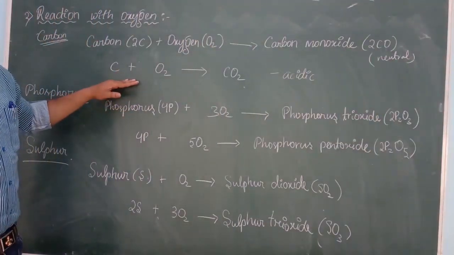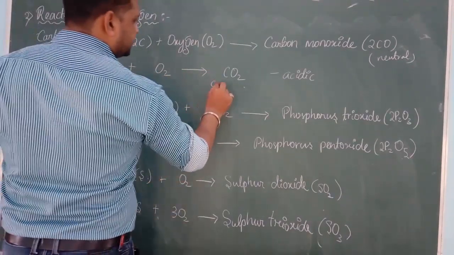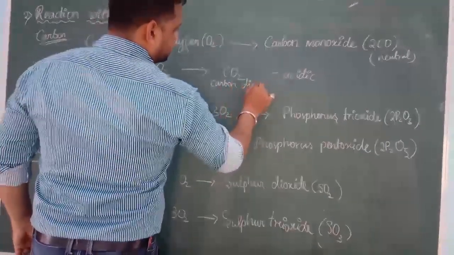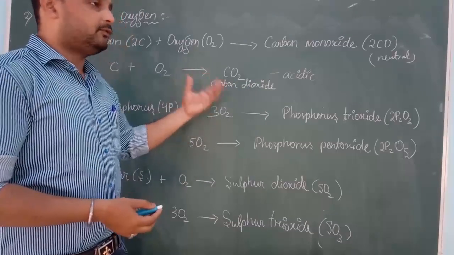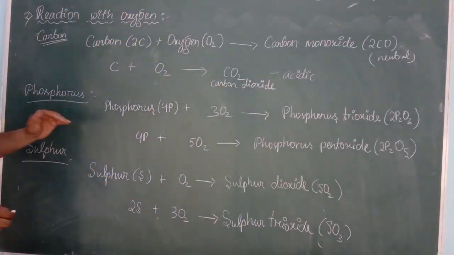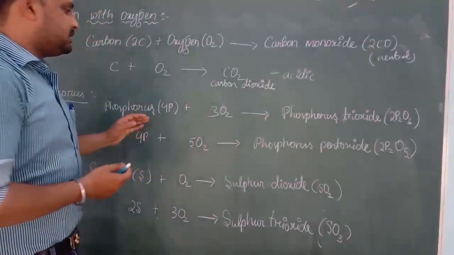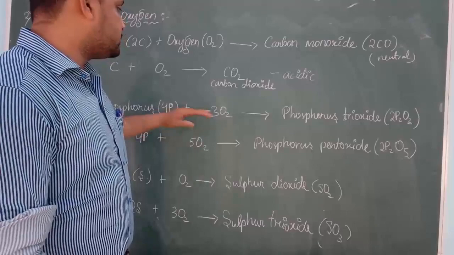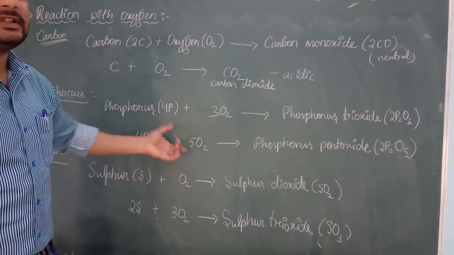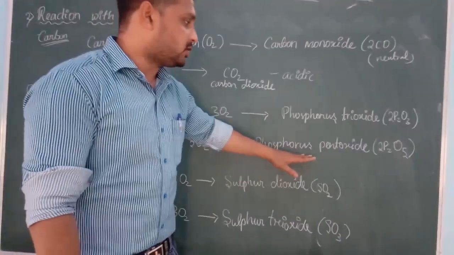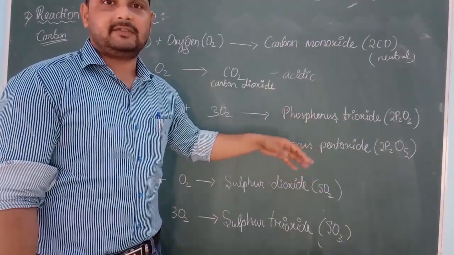And if excess oxygen is present, then 1 molecule of carbon reacts with 1 molecule of oxygen to form carbon dioxide gas. This carbon dioxide gas is generally acidic in nature. So if this oxide is dissolved in water, it forms carbonic acid. Similarly, phosphorus also forms 2 different types of oxides, but in this case, both the oxides are acidic in nature. If phosphorus gets a limited supply of oxygen, that is 4 molecules of phosphorus reacting with only 3 molecules of oxygen, it gives phosphorus trioxide. And if excess oxygen is made available, then it forms phosphorus pentoxide. Both these oxides are acidic by nature. If you dissolve them in water, both will be converted into phosphoric acid.